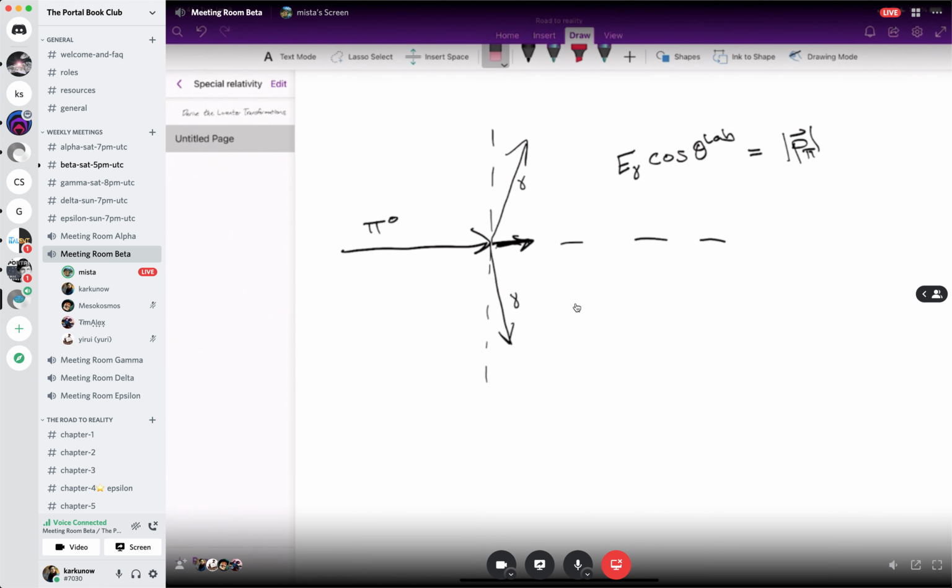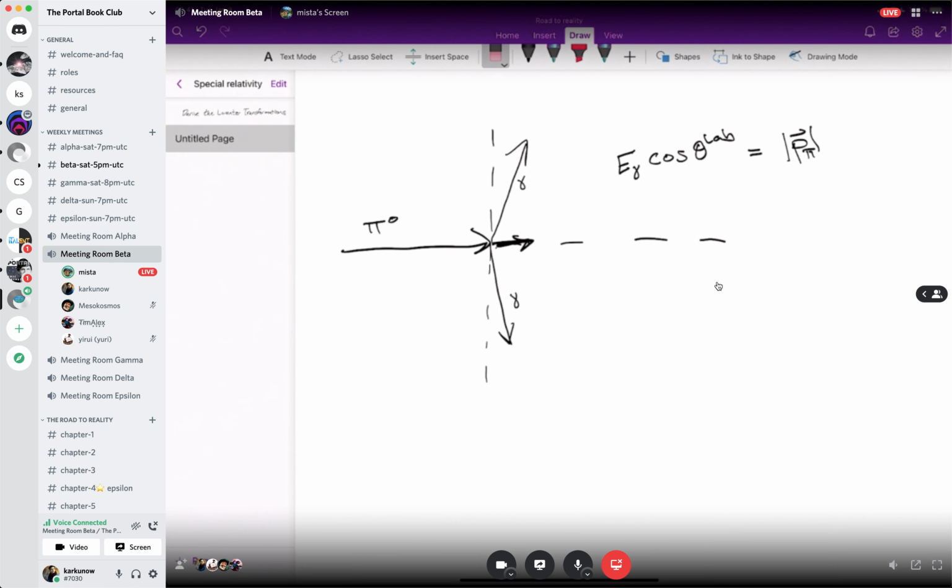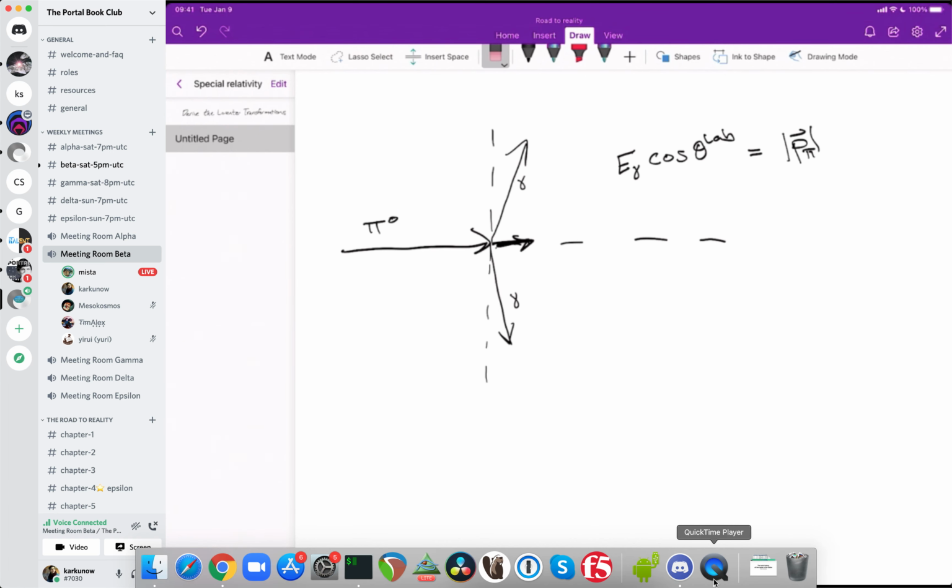So even this 0.75 GeV pion, that's not as high energy as what we talk about at the Large Hadron Collider. It's like 1,000th of the energy of what we talk about at the collider.